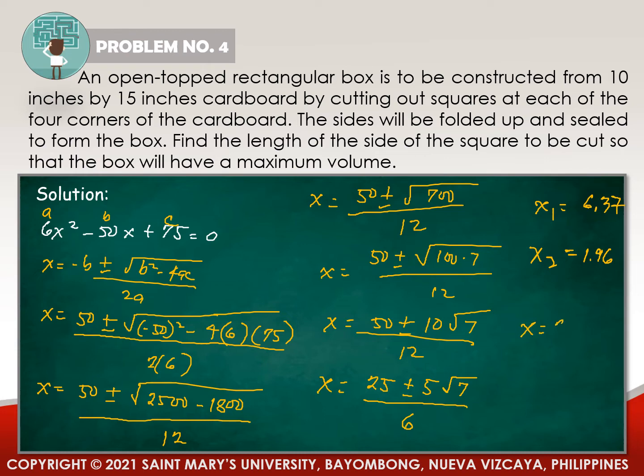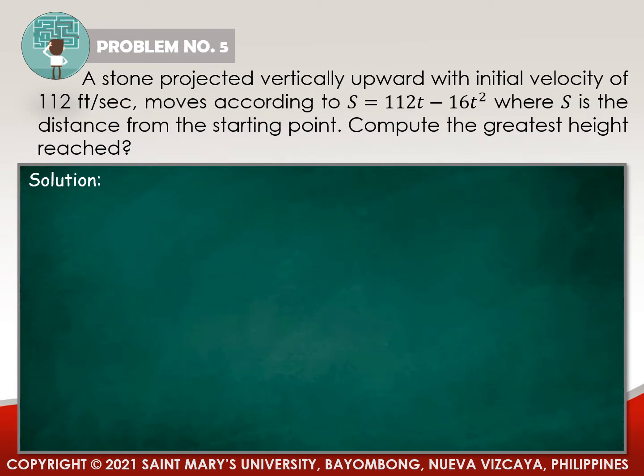So we have 25 minus 5 square root of 7 over 6, or what? 1.96 inches. Okay, when you use the second derivative test, it will prove that at x equals 1.96 inches, it will give the maximum volume of the rectangular box. Okay, we have the next problem.